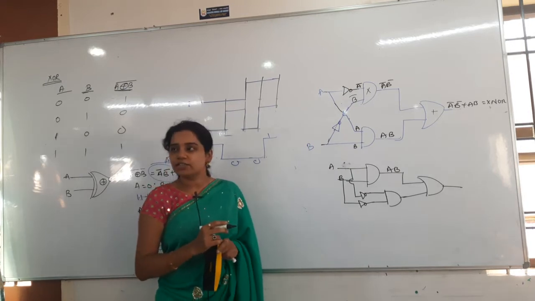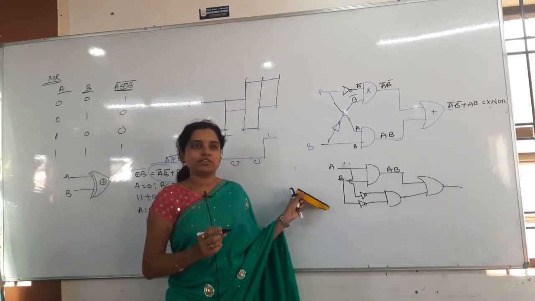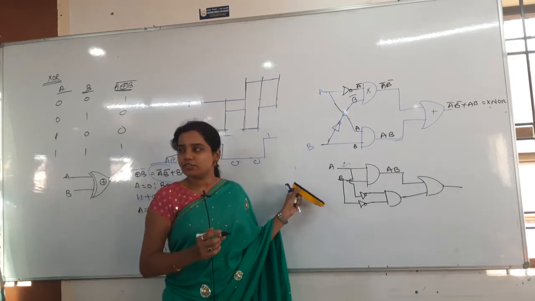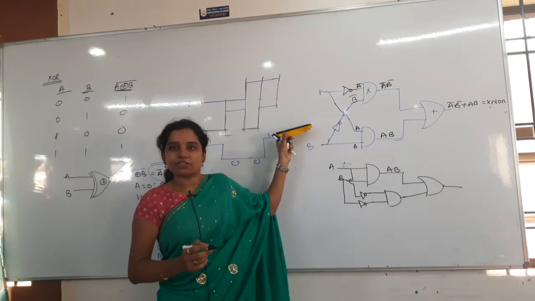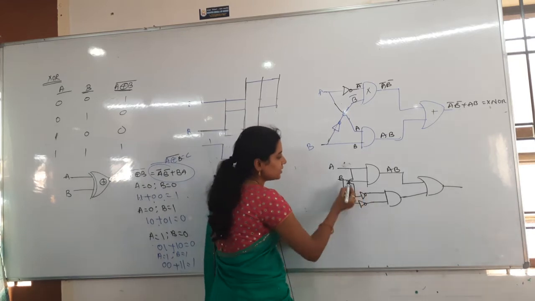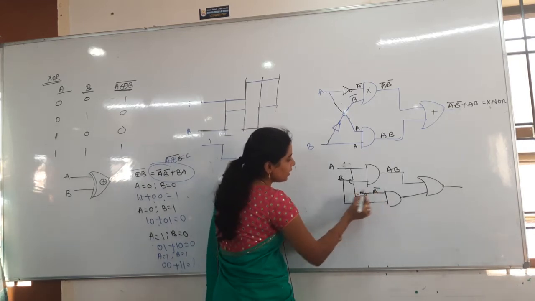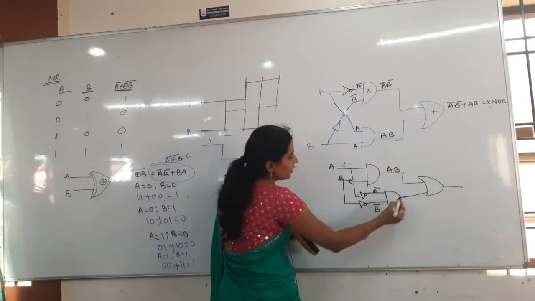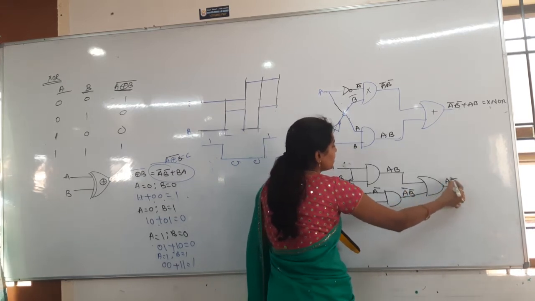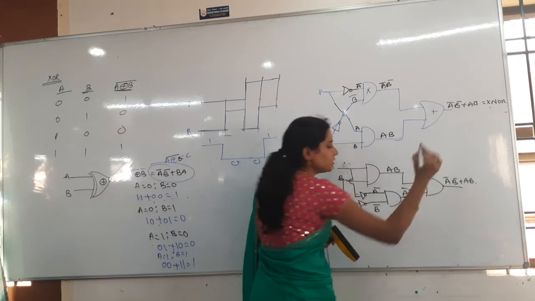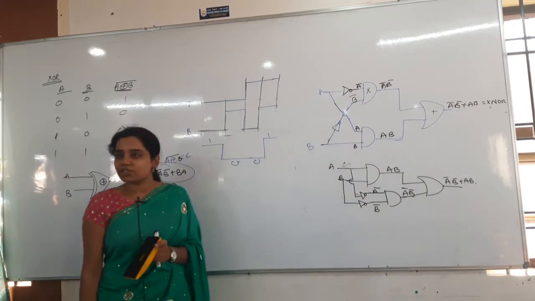Is that correct? Yes, anybody drawn this kind of thing? This circuit? Very good, Netra. This one, how many have drawn this one? Yes, very good, Nana, very good. So here how much is coming? A bar. Here how much is coming? B bar. So what is the output here? A bar B bar. Then the final output is A bar B bar plus AB. Clear? That is one of the circuits.